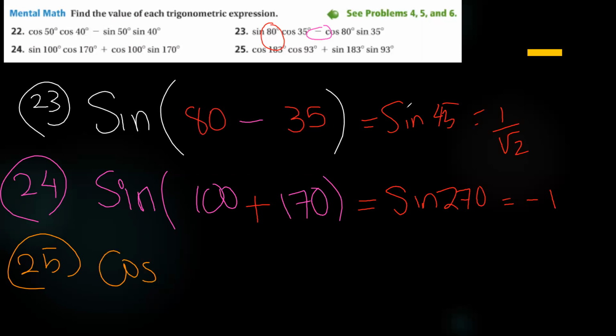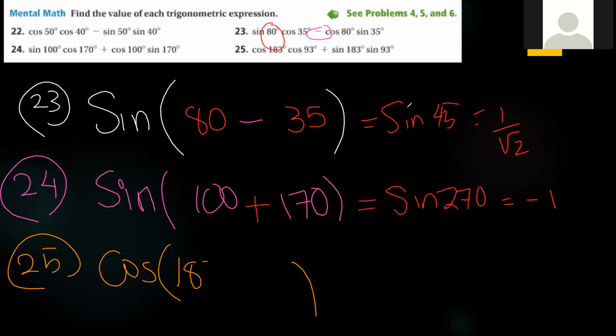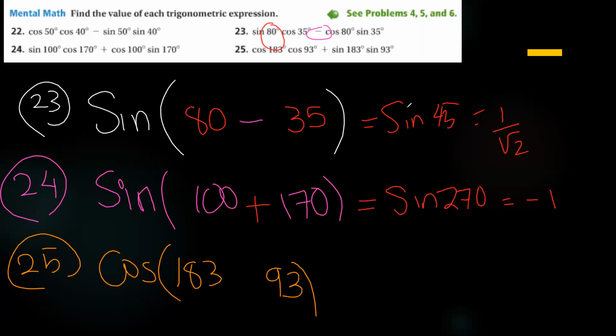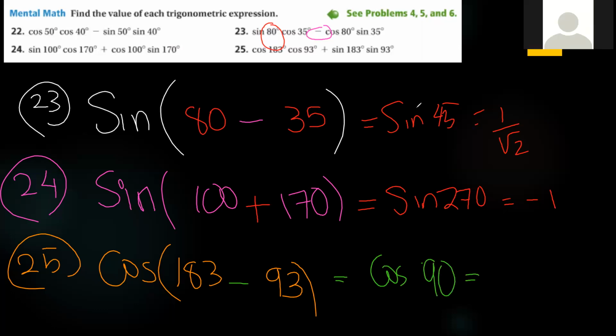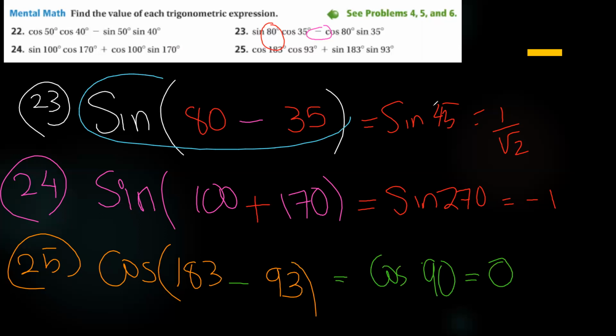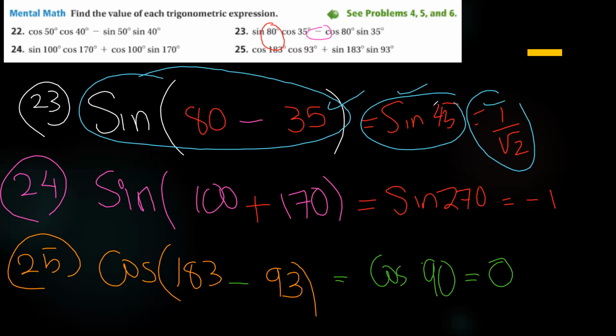I'm talking about cosine. 183 and 93. Minus. It will be minus 93. So the answer will be cosine of 90, which is 0. So if you see now, you have this choice or this choice or this choice, all of them are correct.